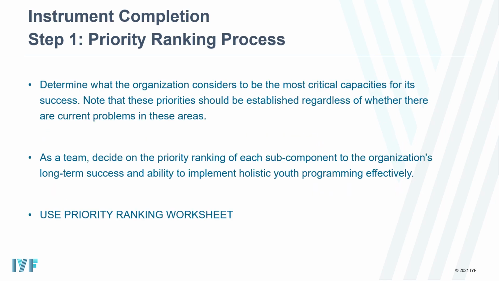Next, let's go over the steps for the instrument completion. The first part of this questionnaire is called the priority ranking process, and you will record your answers in the priority ranking sheet. Determine what the organization considers to be the most critical capacities for its success. Note that these priorities should be established regardless of whether there are current problems in these areas. As a team, you need to decide on the appropriate priority ranking of each subcomponent by deciding how it contributes to the organization's long-term success and ability to implement holistic youth programming effectively.